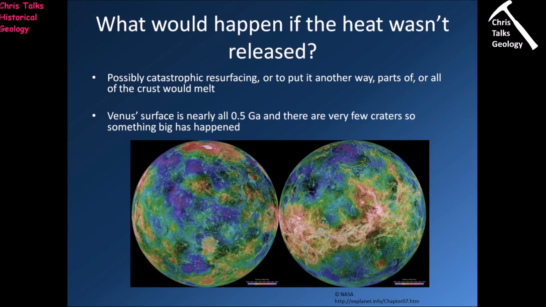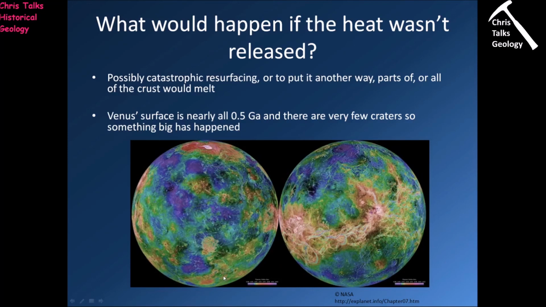So the next question is, what would happen if the Earth's interior couldn't lose that heat? Well, we obviously can't see any evidence for that on Earth, but we can go to other planets, and the planet we're going to look at is Venus.